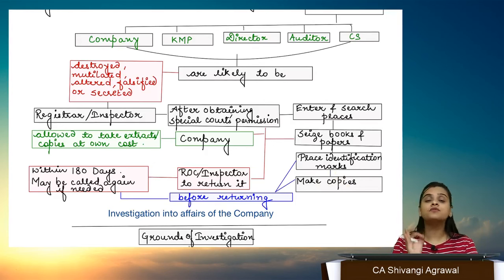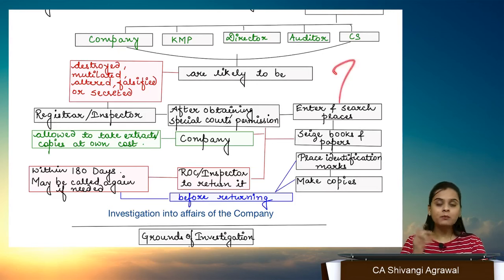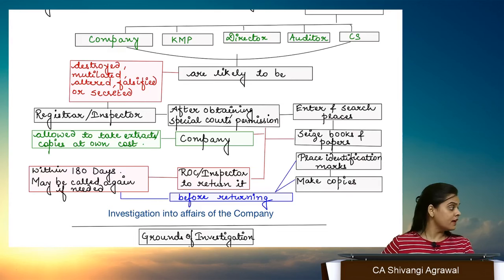There is a limit of 180 days: you can keep these seized documents only for 180 days, and thereafter you're bound to return them. If you want to examine more, then you can call them back again. So you have to remember two important points in section 209, which are entering the premises with the special court's permission and keeping the seized documents only for 180 days.